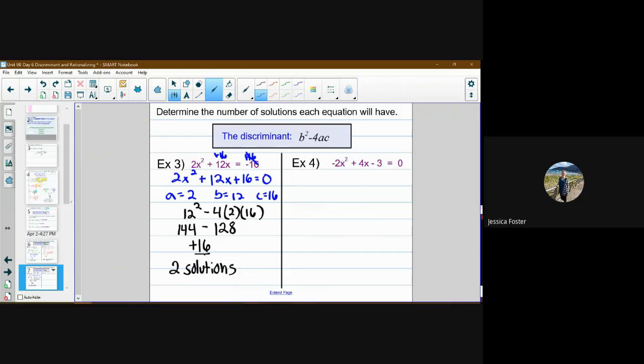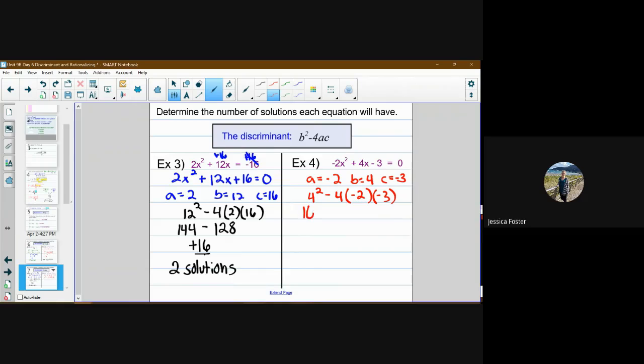All right, last one here, number 4, and then we're going to take a look at some more quadratic problems, but a little bit tougher than what we were doing in our day 5 example. This one's already written in standard form. B squared, so I have 4 squared minus 4 times negative 2 times negative 3. Keep track of those negatives. A lot of times that's where I see kids making mistakes.